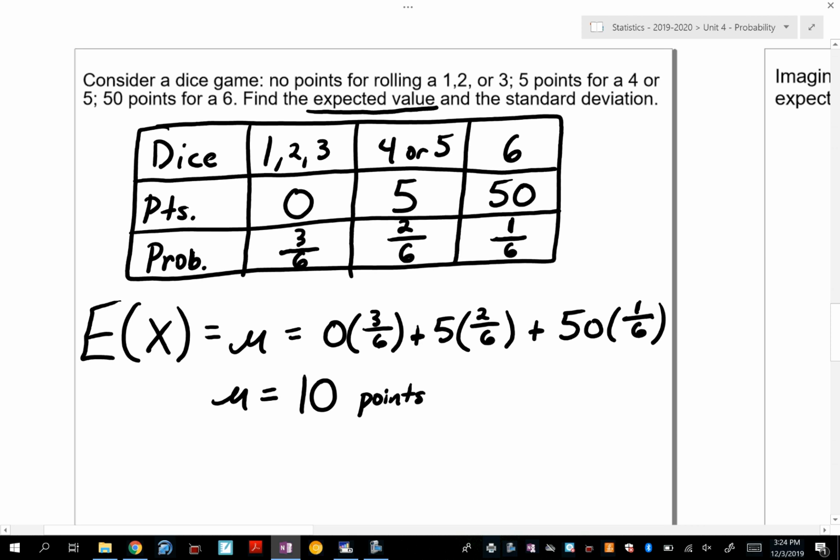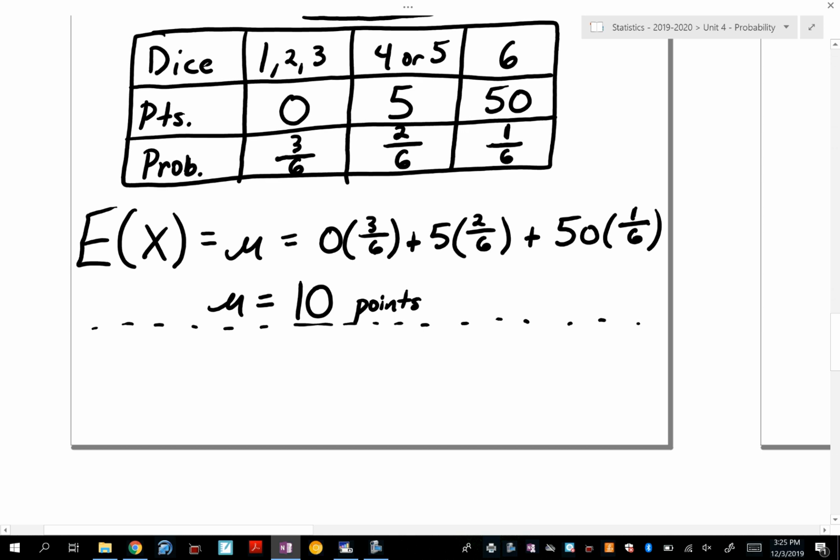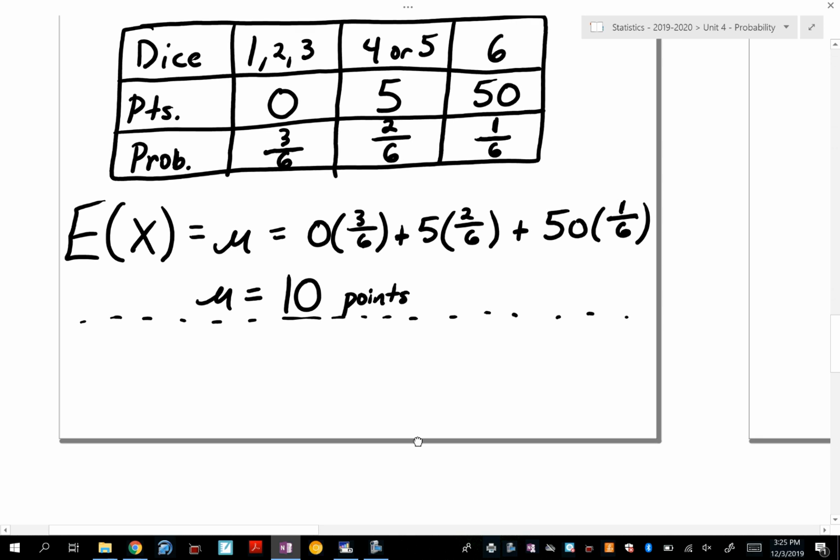Okay. Now's the fun part. Standard deviation. Okay? So, I'm going to do a couple little dotted lines here. All right? Now, ultimately, we're going to end up finding the variance first. But I'm going to write standard deviation just to let someone reading this or people watching that I'm finding the standard deviation. Okay, so here's how you do it.